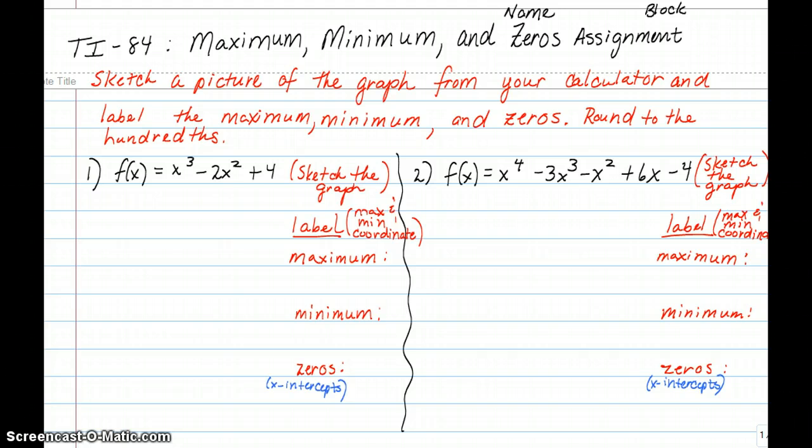Make sure that you write them as coordinates, x and y, ordered pairs. You can round them if need be. You'll round to the hundredths if you need to. And the zeros are the x-intercepts.